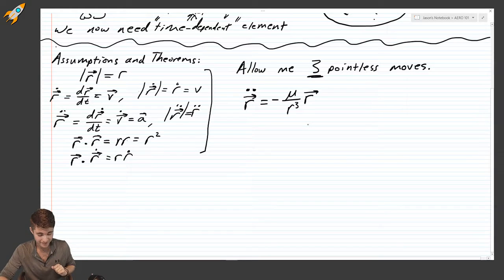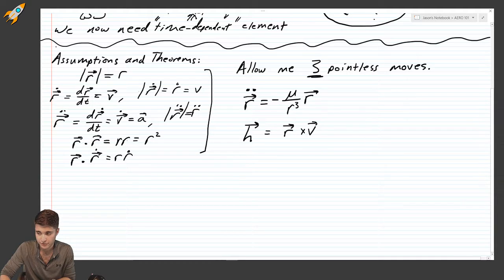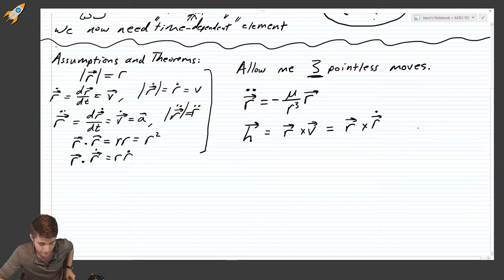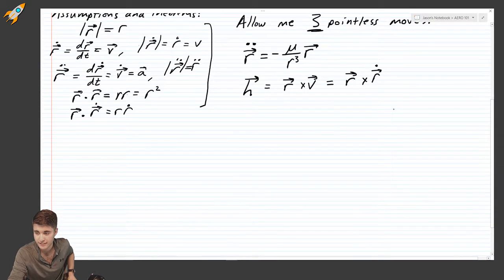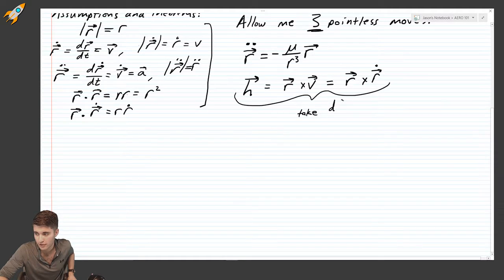We're going to start with this. And we also already know angular momentum is equal to your position vector crossed with your velocity vector. With this new notation, that's equal to the position vector crossed with r dot. So it's r crossed with r dot. The first thing we're going to do is take the derivative of all of it with respect to time.